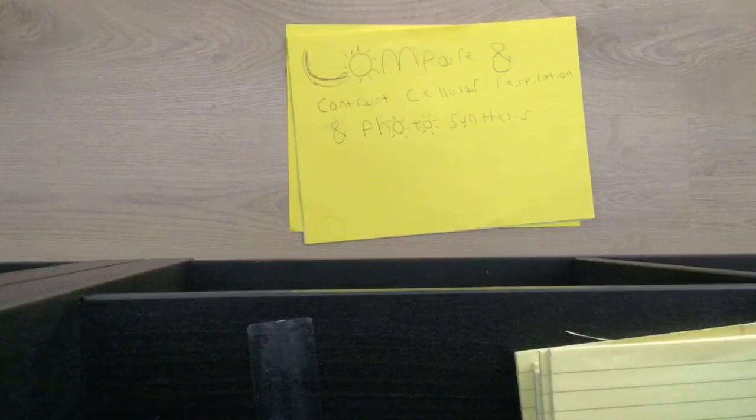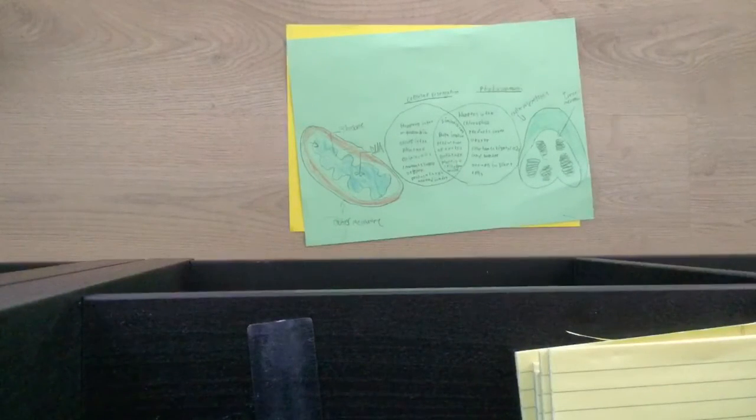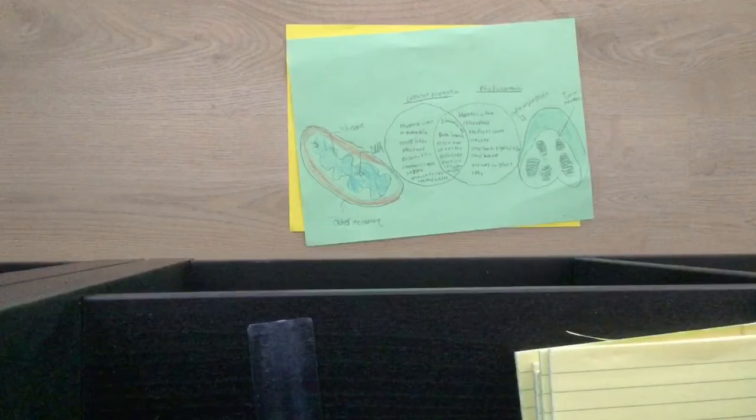Compare cellular respiration and photosynthesis. Cellular respiration occurs inside the mitochondria and releases energy, while photosynthesis occurs in the chloroplast and stores energy. The similarities are that they both involve the exchange of gases, and both involve the production of energy.